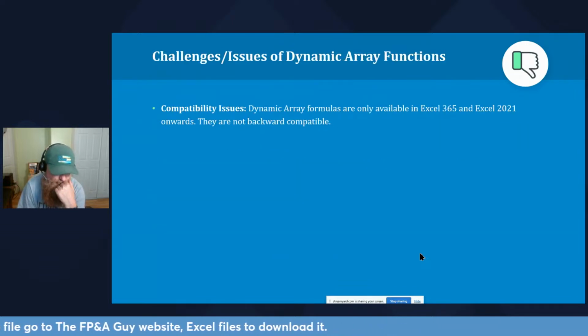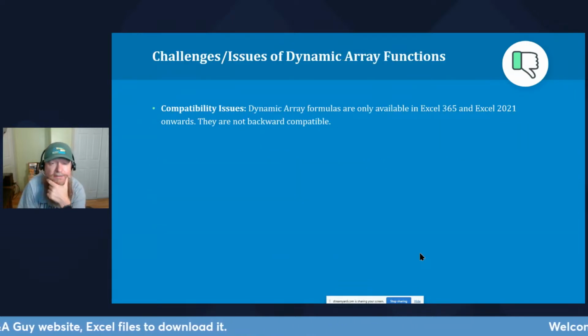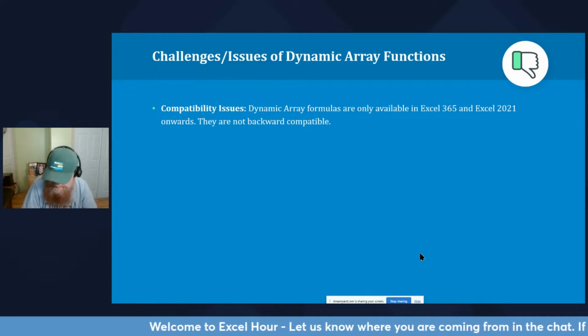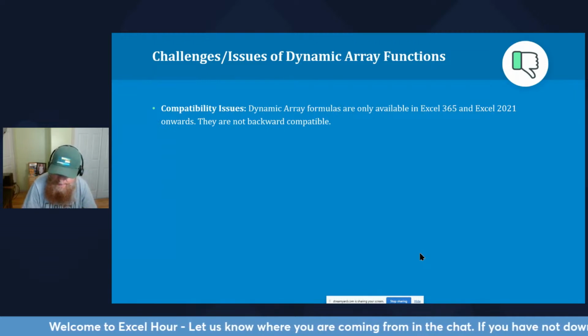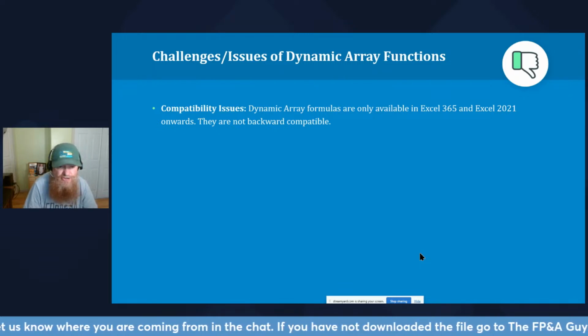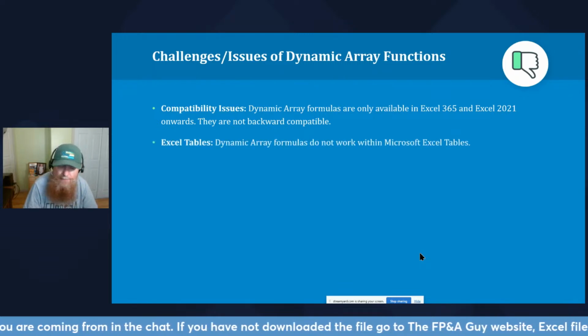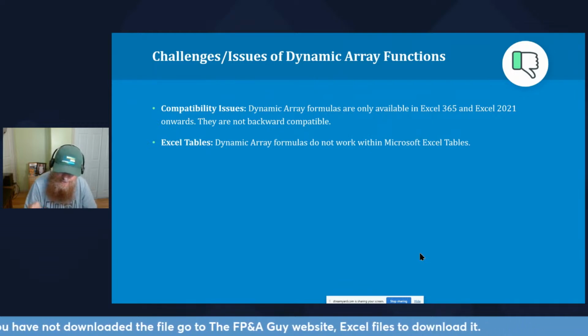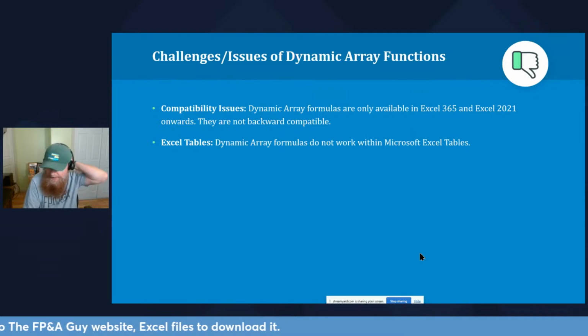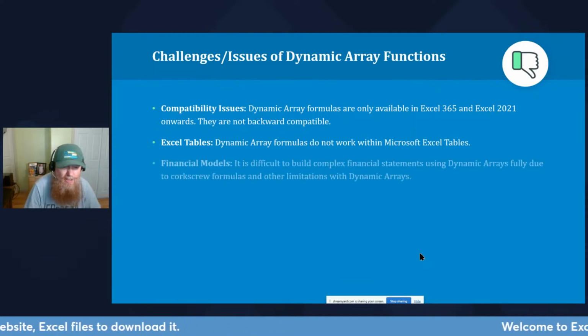Now the challenges, lest you think it's all up and a good thing, and there's no issues. Compatibility. First is, if somebody's using an earlier version of Excel, I believe 2021 does have dynamic arrays, but 2019 and earlier does not, and they're not backward compatible. They do not work within Excel tables, something I wish they did. So this is one challenge, and I'm a big fan of tables.